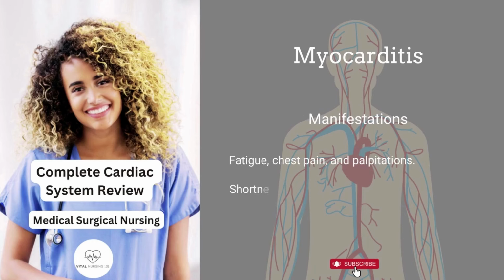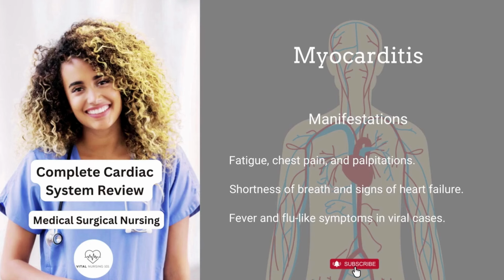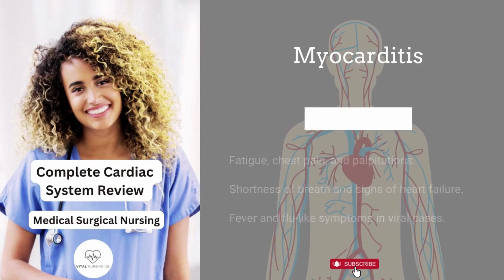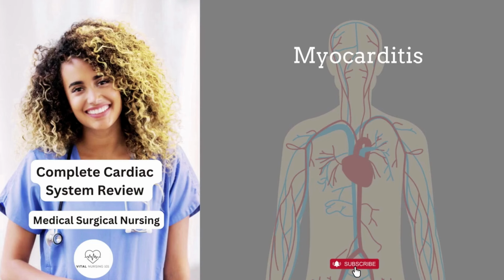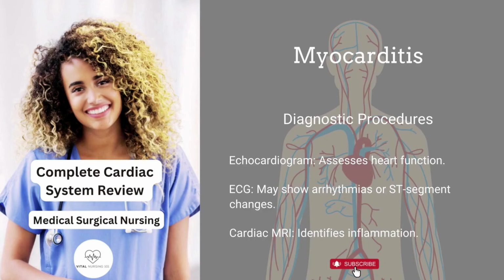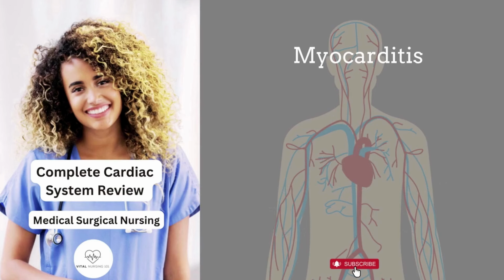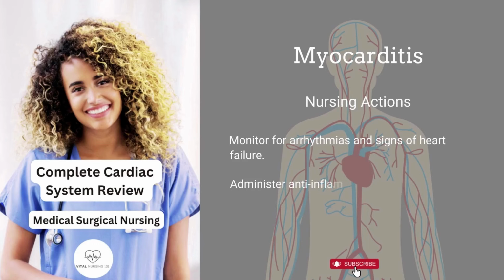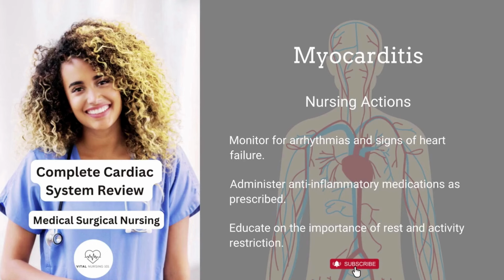Manifestations are the following: fatigue, chest pain, and palpitations; shortness of breath and signs of heart failure; fever and flu-like symptoms in viral cases. Diagnostic procedures are the following: echocardiogram assesses heart function; ECG may show arrhythmias or ST segment changes; cardiac MRI identifies inflammation. Nursing actions are the following: monitor for arrhythmias and signs of heart failure; administer anti-inflammatory medications as prescribed; educate on the importance of rest and activity restriction.